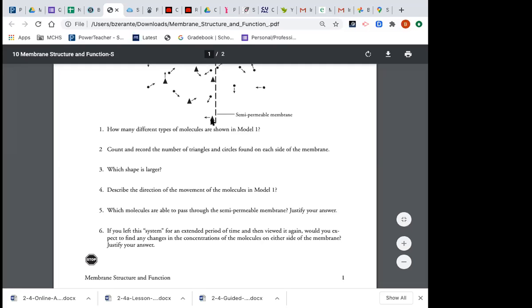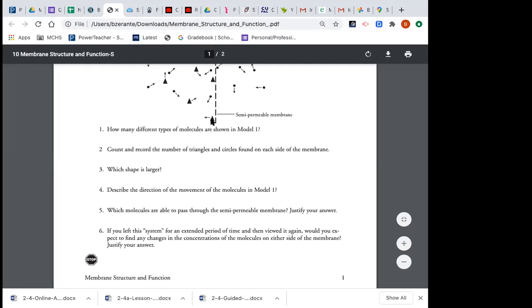Now, what about the circles? Are they going to stop moving? No. Particles never stop moving. They're always moving. But now that they're kind of equally spread out, they're going to move back and forth relatively equally. So what you'll expect to see is that the concentration is always going to be about the same, like 12 or 13 molecules on each side, even though sometimes they cross back and forth. Does that make sense?